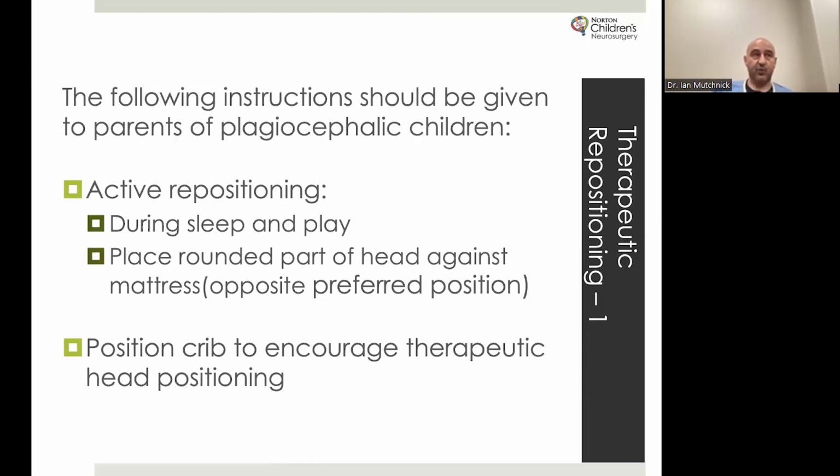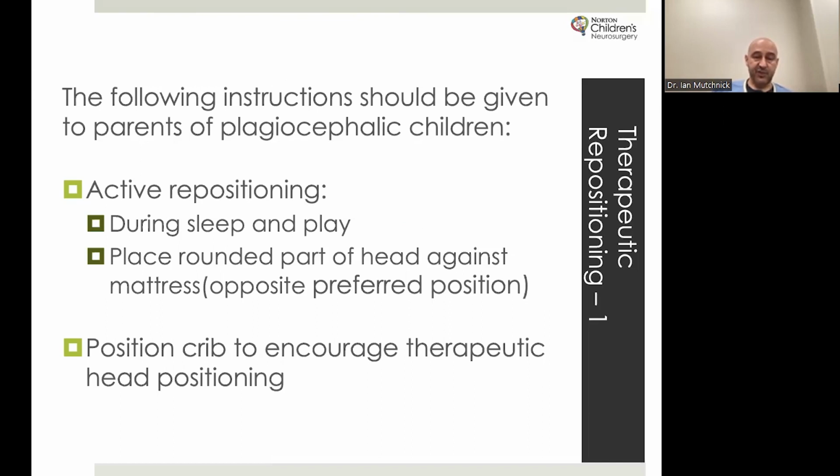Just make sure that they can't roll back onto that affected side, but that's something that's going to be much better done with some direct observation. You don't necessarily want to use a pillow or a foam positioner to do that when they're asleep because of the risks to their breathing.